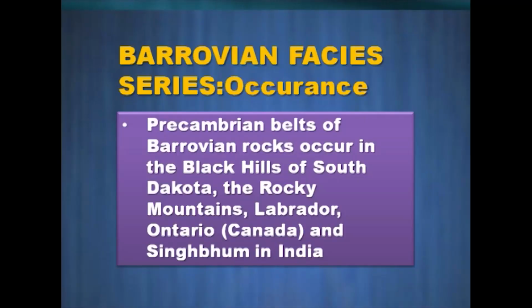Precambrian belts of Barrovian rocks occur in the Black Hills of South Dakota, the Rocky Mountains, Labrador, Ontario, Canada, and the Singhbhum in India. The Paleozoic orogenic belts are clearly associated with convergent plate margins. Both Barrovian and the Buchan facies series developed at such margins. In convergent zones, regional heating due to rise of plutons into the overlying plate, the plate above the subduction zone, is the general cause of metamorphism, but migrating fluids may also transport heat.